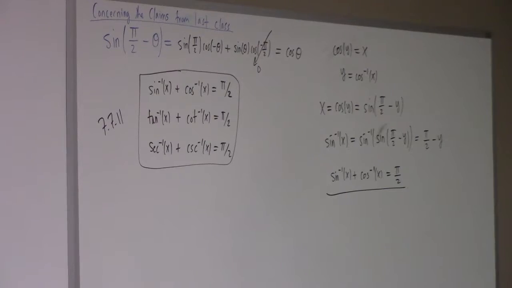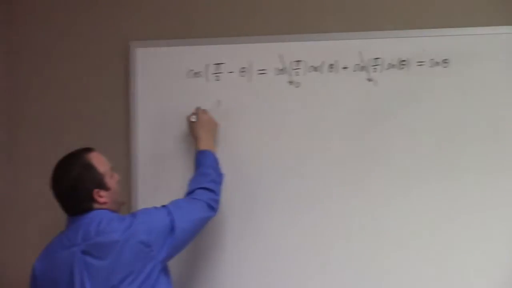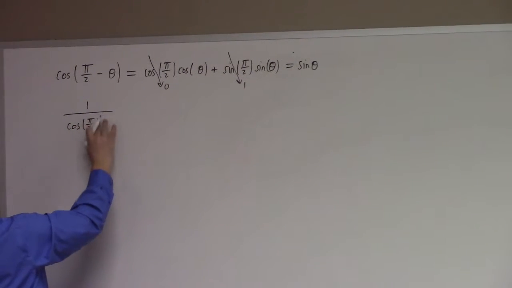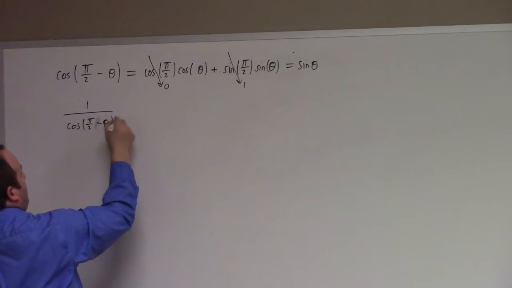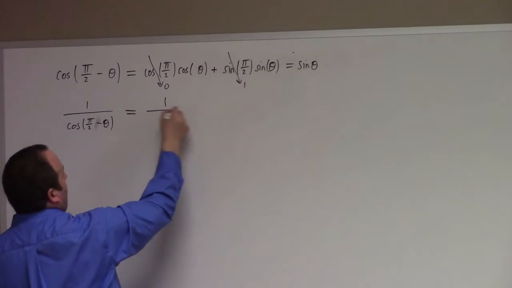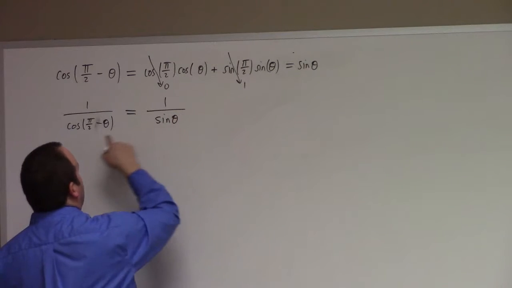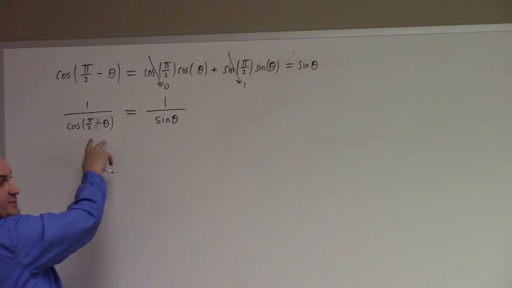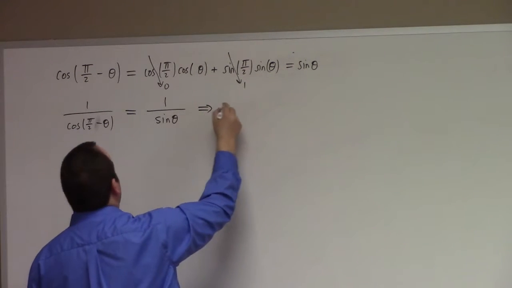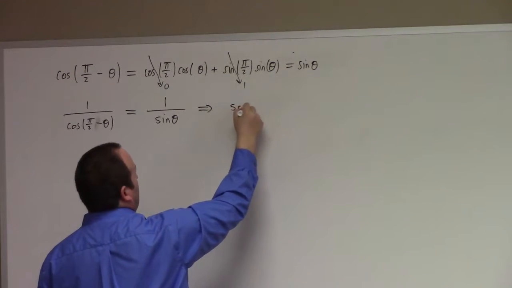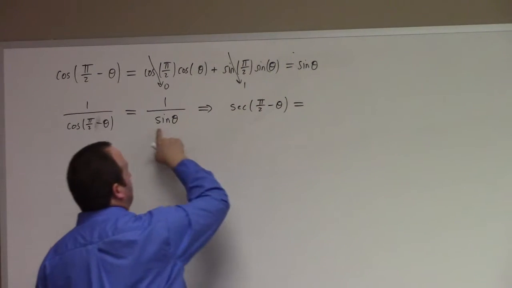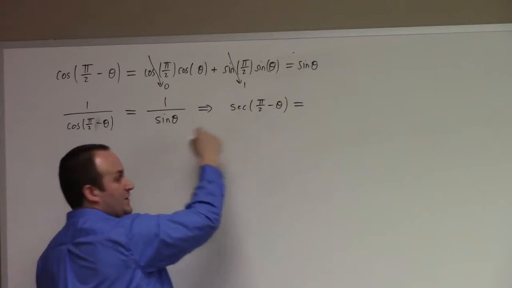So what happens if you look at, for example, well, a couple things we can get from this. One thing we can immediately get is that 1 over cosine of pi over 2 minus theta is equal to what? We can flip this equation, right? 1 over cosine is equal to 1 over sine. 1 over cosine of pi over 2 minus theta. So what does this tell us? The secant of pi over 2 minus theta is equal to what? Cosecant, yeah.